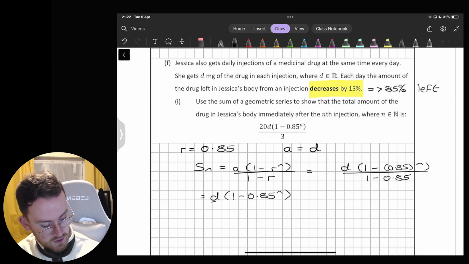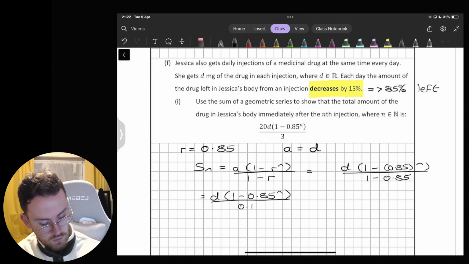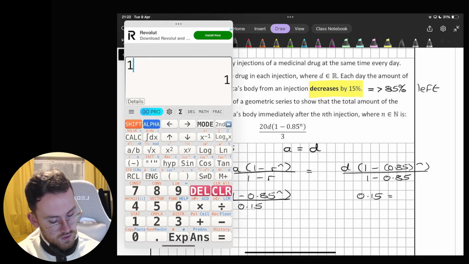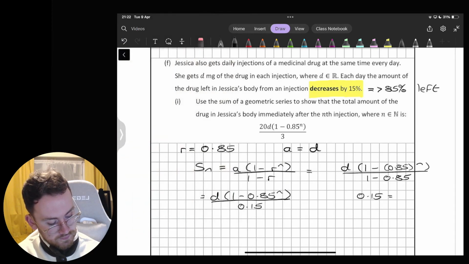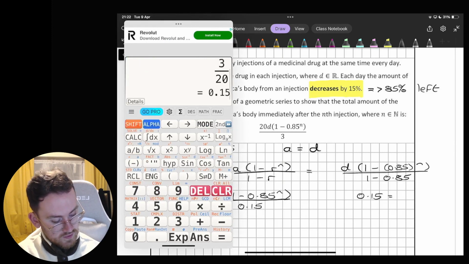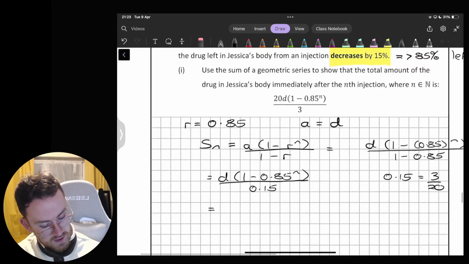So the top part's looking fairly similar. 1 minus 0.85 is going to be 0.15. We need to consider what that's going to be. So 1 over 0.15 is the same as 20 over 3, because 0.15 is the same as 3 over 20. So looking at how that relates here.